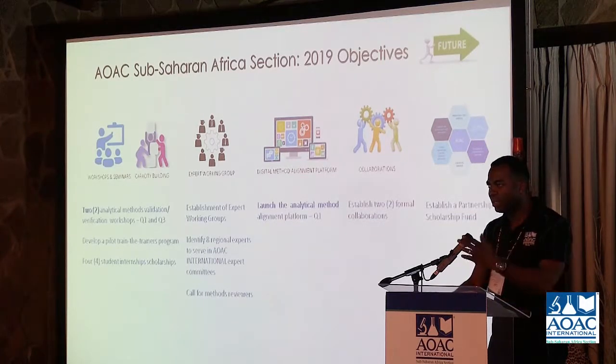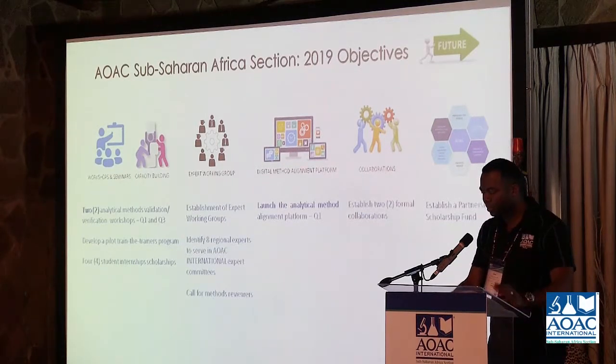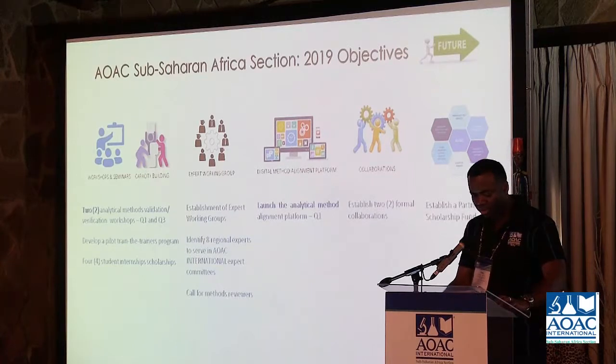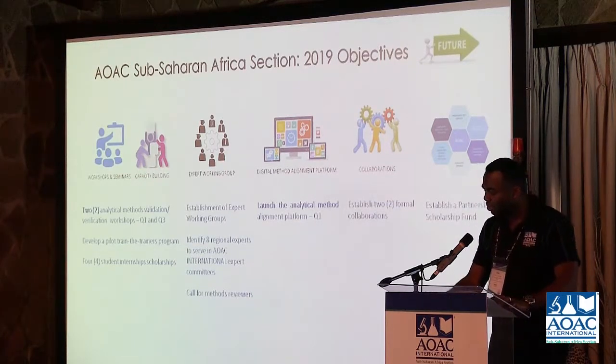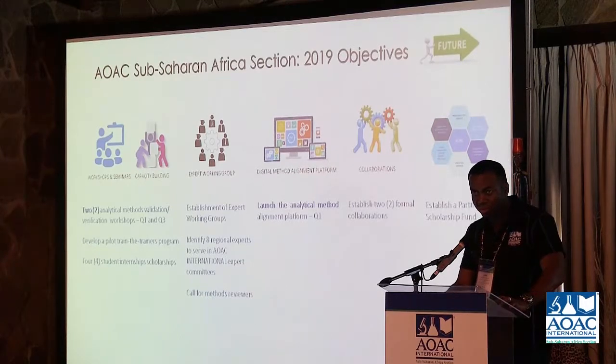This will enable students, like we have seen in the last part of the presentation of this morning's session, really to provide experiences and opportunities for these promising students. We will be launching the analytical method alignment platform, and this will be ready by Q1 2019. For this, we invite other labs who may wish to participate in sharing methods and engaging on this platform.